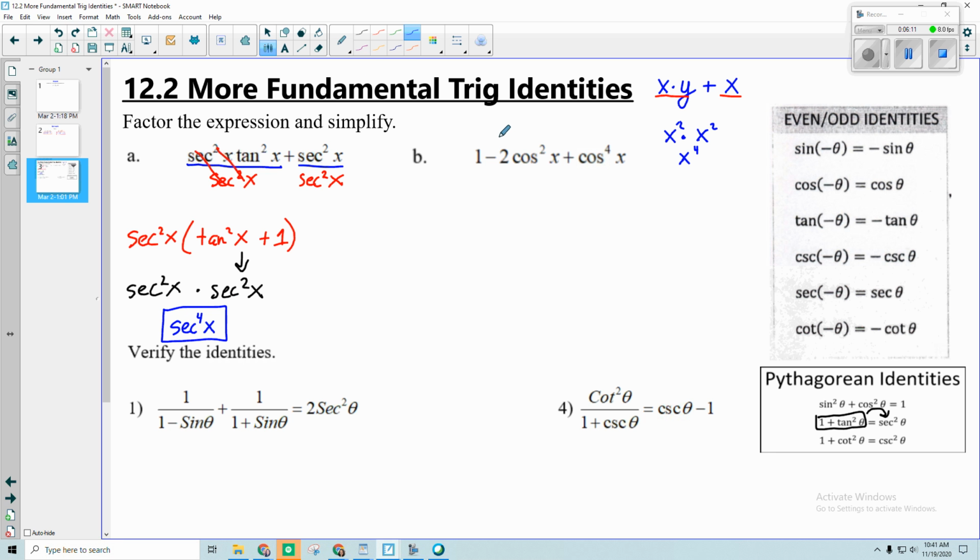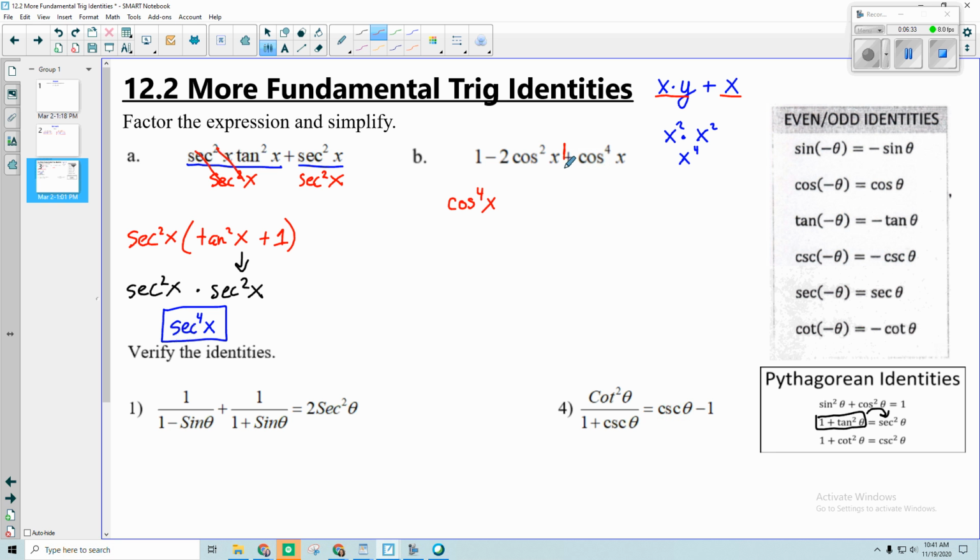All right, let's try out the next problem. This one might be a little tricky if you don't end up rearranging some of the terms. So I'm going to arrange them in descending order. So I'll put cosine to the power of 4x as my first term.